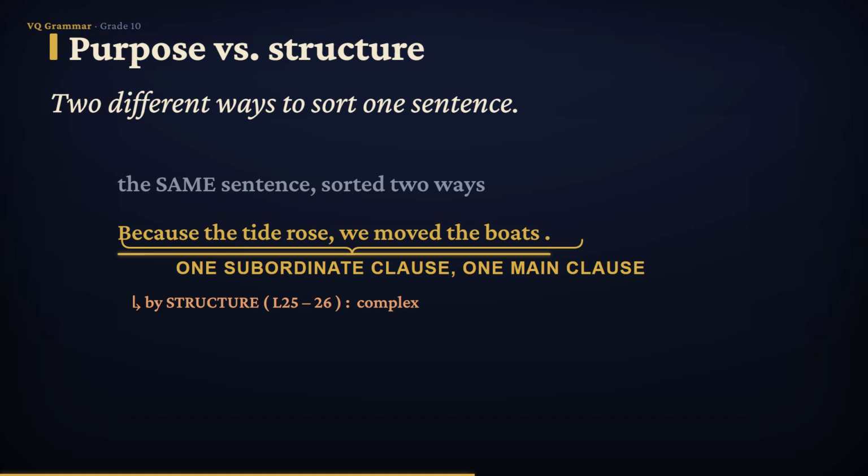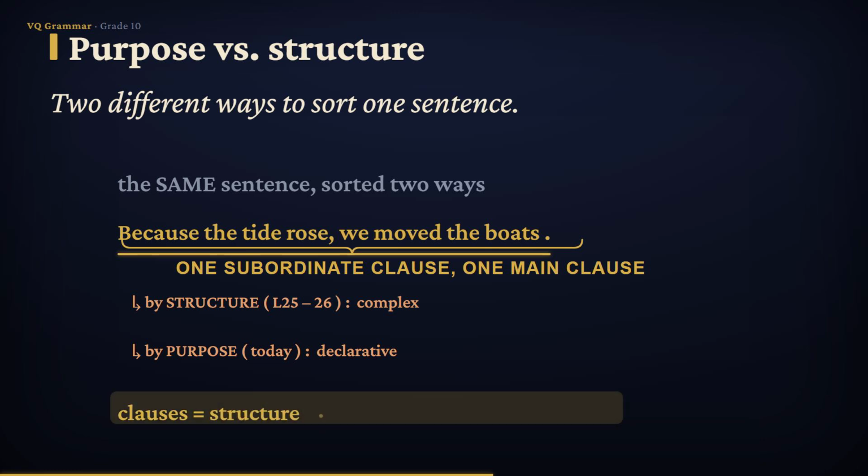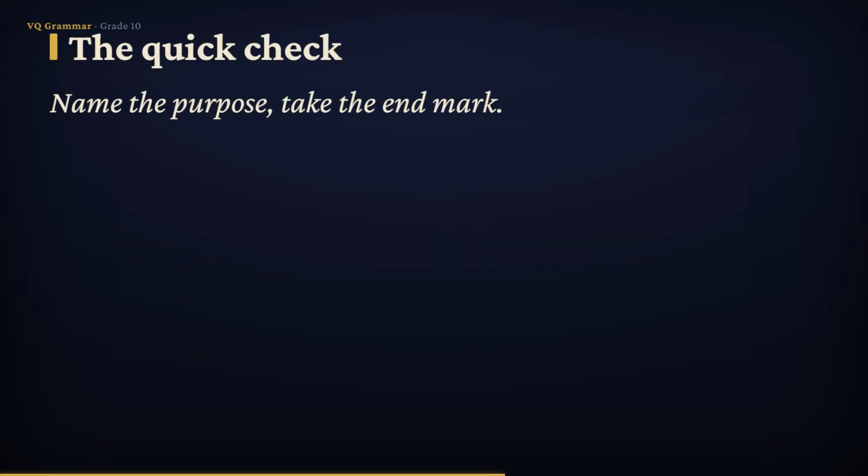But if I ask about its purpose, I am asking what the sentence is doing. It is making a statement, so the answer is declarative. Same sentence, two honest labels. Structure is about clauses. Purpose is about the job the sentence does and the mark it ends with. Let's turn all of that into a quick check you can run on any sentence at all.